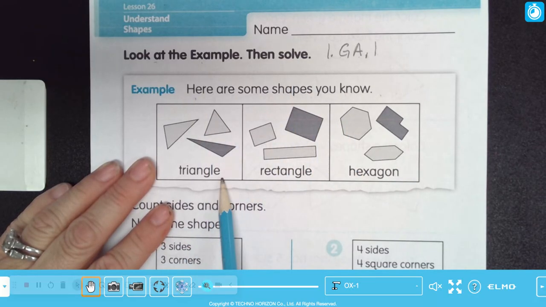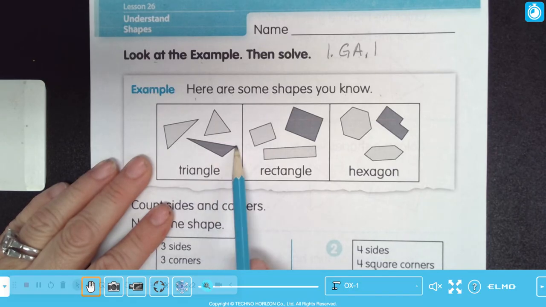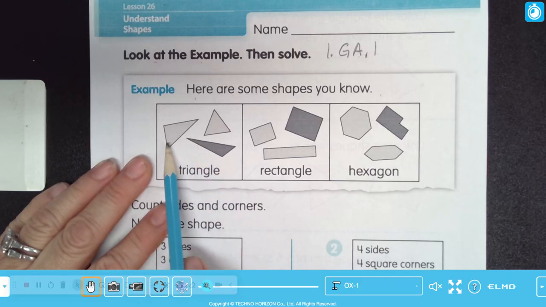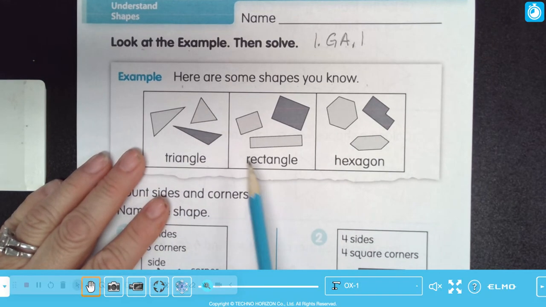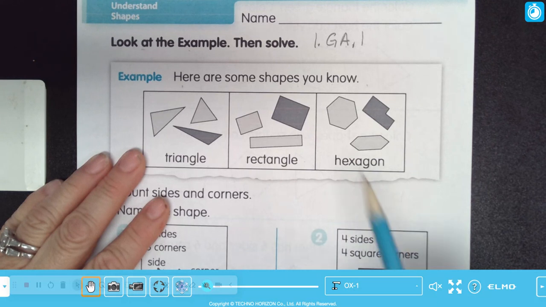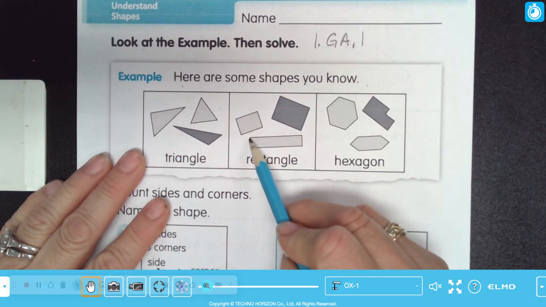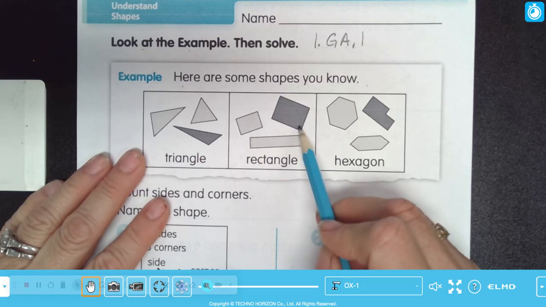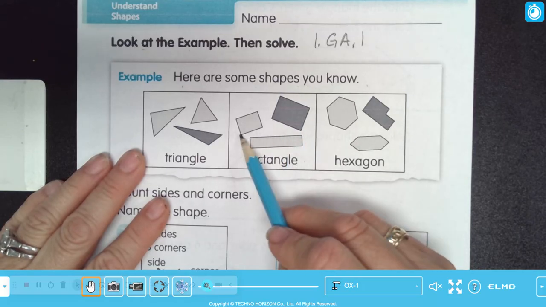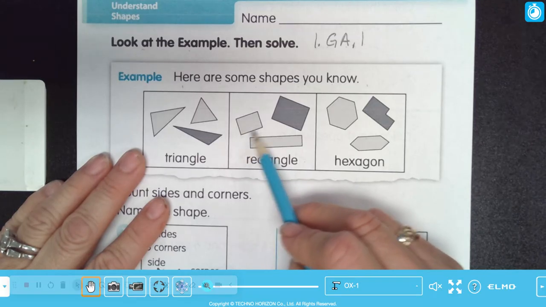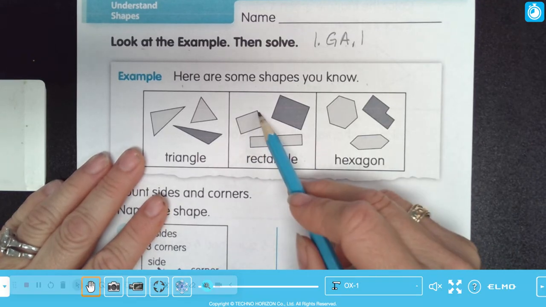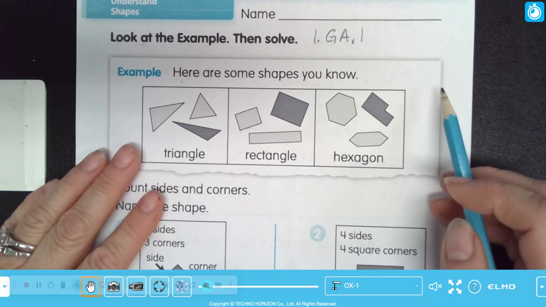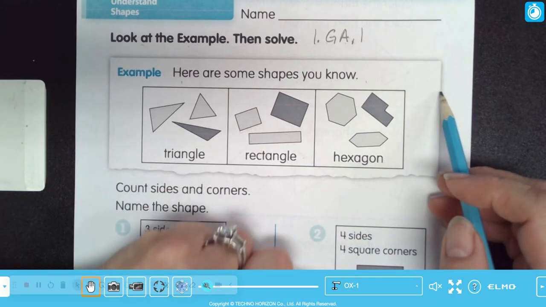So these are called triangles because they all have 3 angles. 1, 2, 3. These are called rectangles because they have 4 angles and straight sides. 1, 2, 3, 4, and all the sides are straight. All the angles are 90-degree angles. See, they're all what we call right angles.